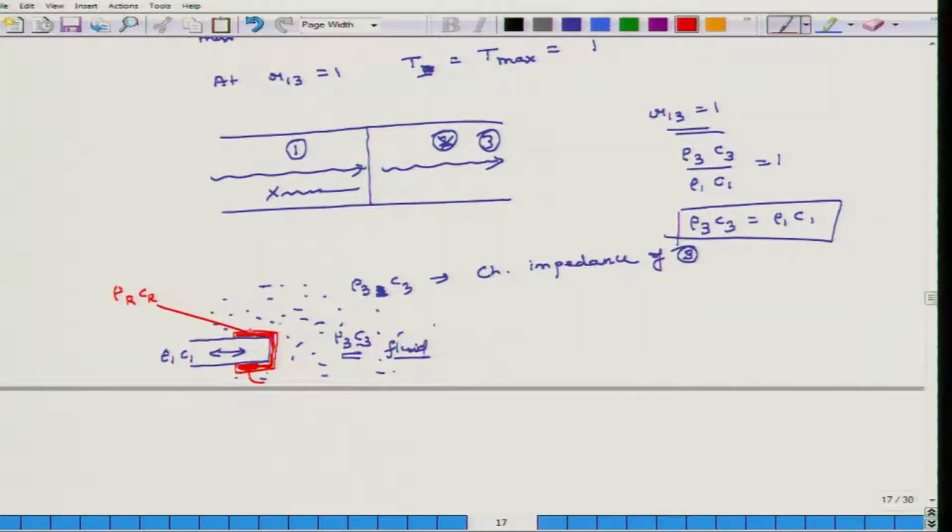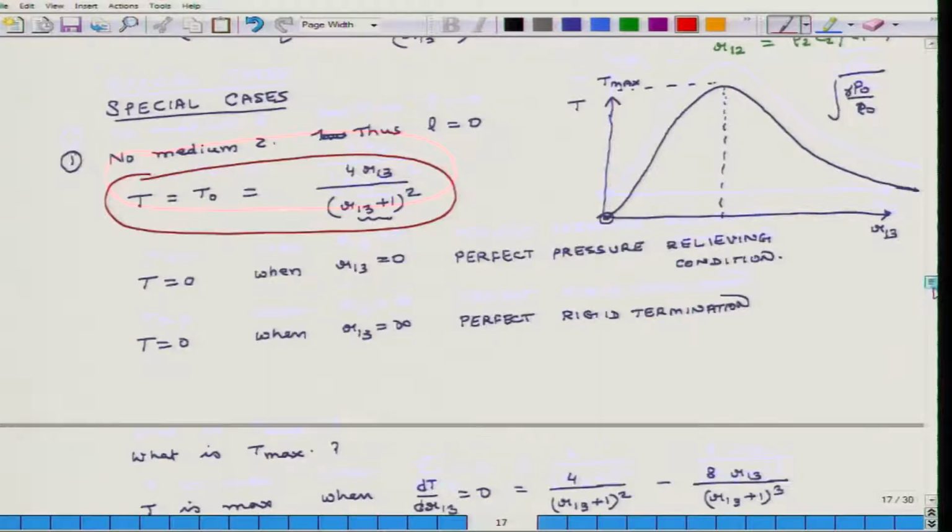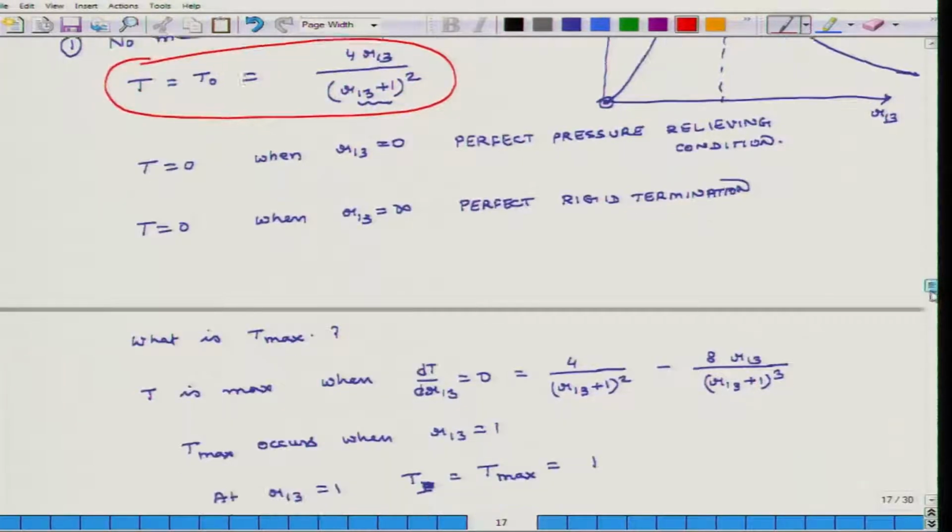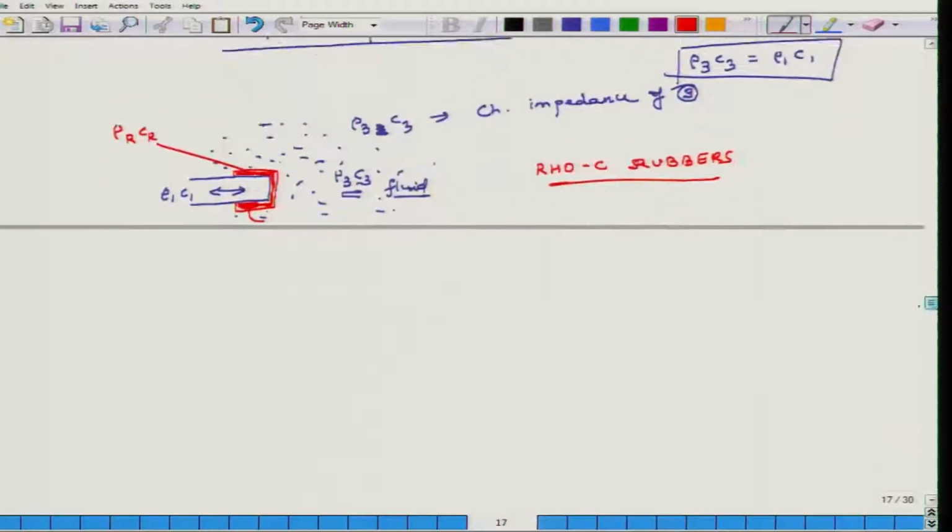These types of special rubbers are called rho C rubbers, because their material properties are designed in such a way to meet that of seawater. Okay. So, this is case 1. Now, let us look at case 2.